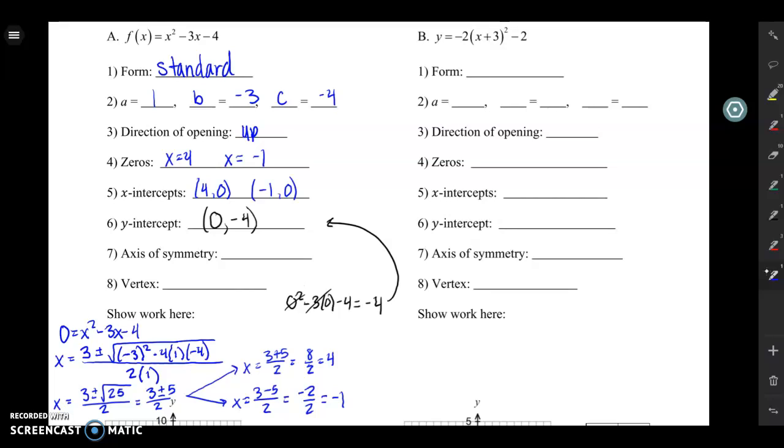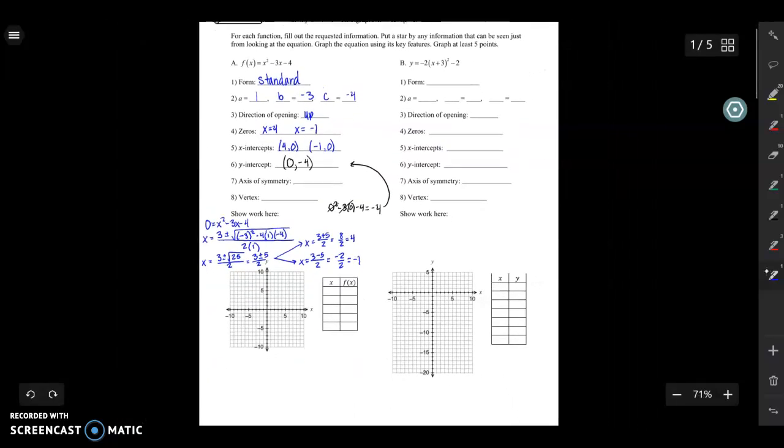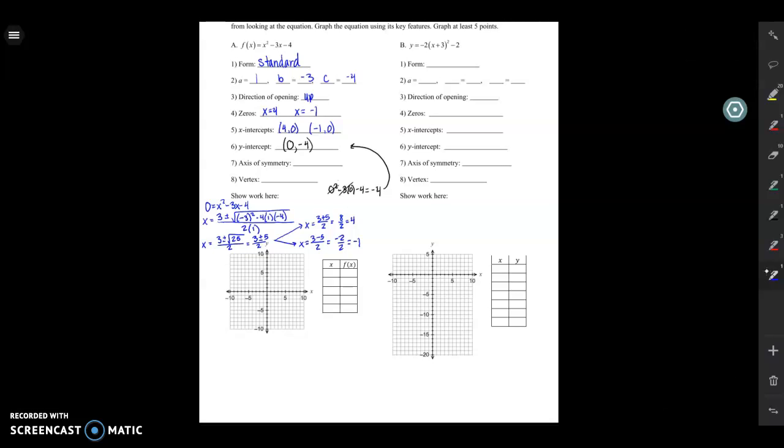All right, my last two key features that I'm going to look at are axis of symmetry and vertex. And I'm going to need some more space for this, so I'm just going to come down and work out the vertex down here beneath the graph. So let me just start by rewriting this equation so that we have it, and then I will go ahead and zoom in for us.